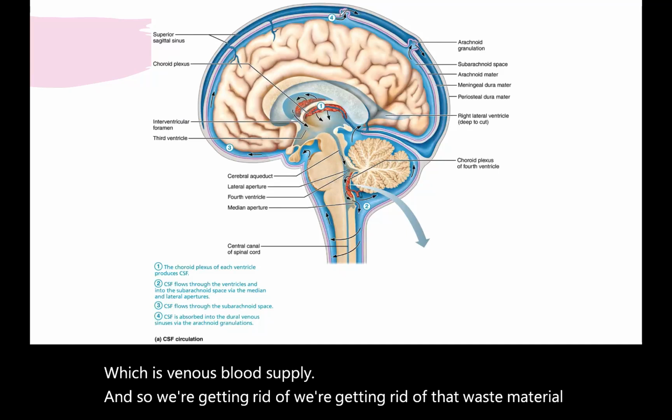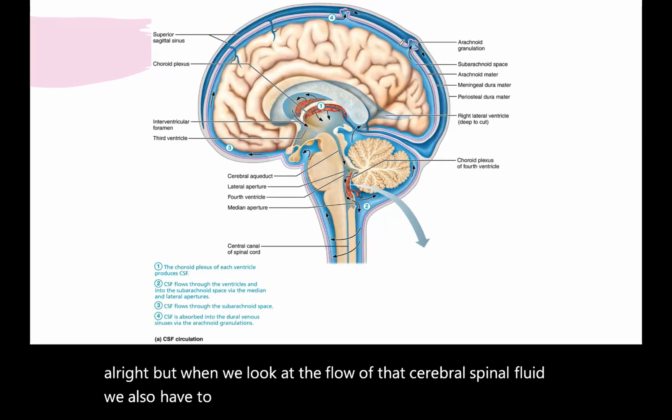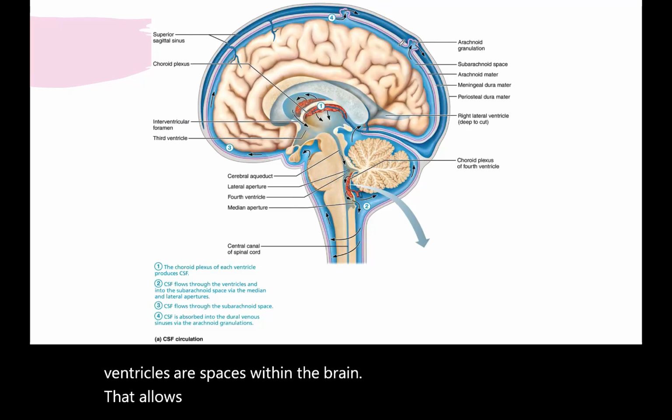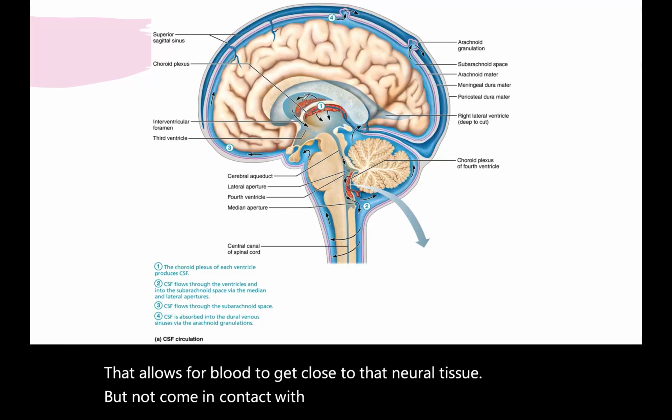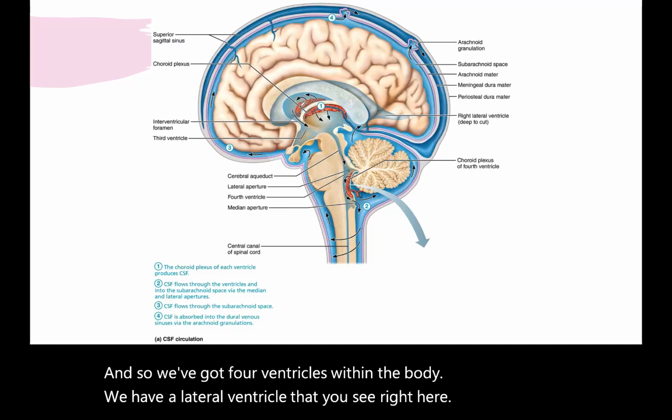But when we look at the flow of that cerebral spinal fluid, we also have to take into account something called ventricles. And ventricles are spaces within the brain that allow for blood to get close to that neural tissue, but not come in contact with it. And so we've got 4 ventricles within the body. We have a lateral ventricle that you see right here. And there's 2 lateral ventricles.